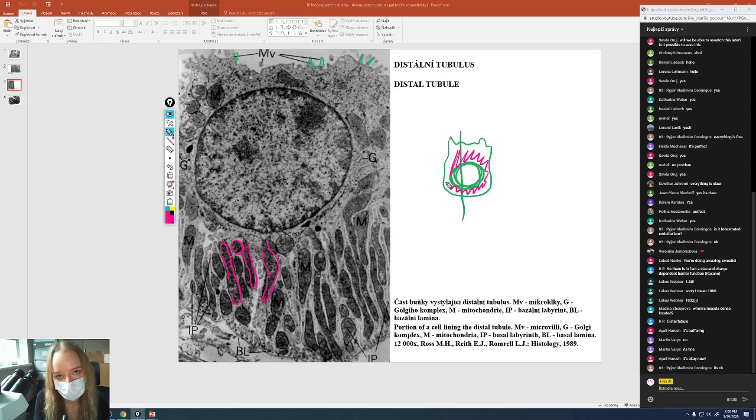But if you want to compare the cell of the proximal tubule and distal tubule, of course the cell of the proximal tubule is going to transport more ions. It's going to be more active. It needs more energy, the proximal tubule. So it's doing the job. But the distal tubule is very important.